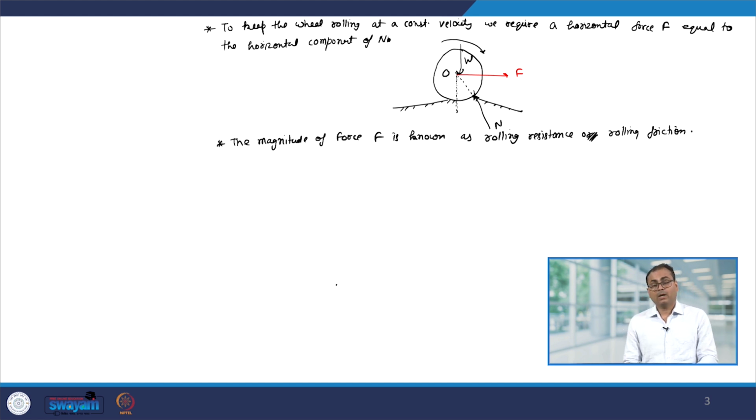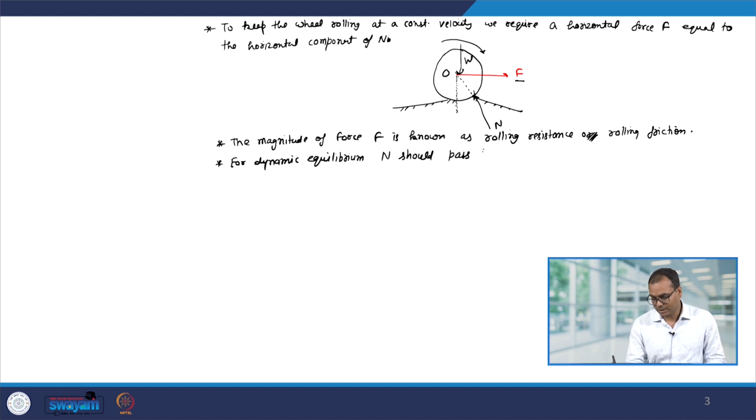Now, let me mention this again, that under the influence of the force F, since the wheel is rolling at a constant velocity, the wheel is in dynamic equilibrium and therefore, N should pass through O. Now, let us say A is the point of application of N and small a represents the horizontal distance between point A and the vertical line of the center of the wheel.